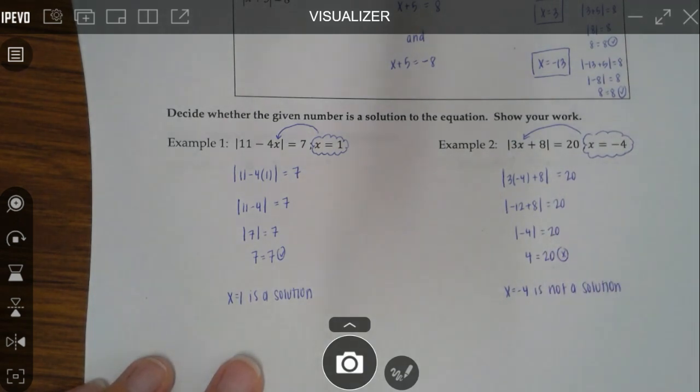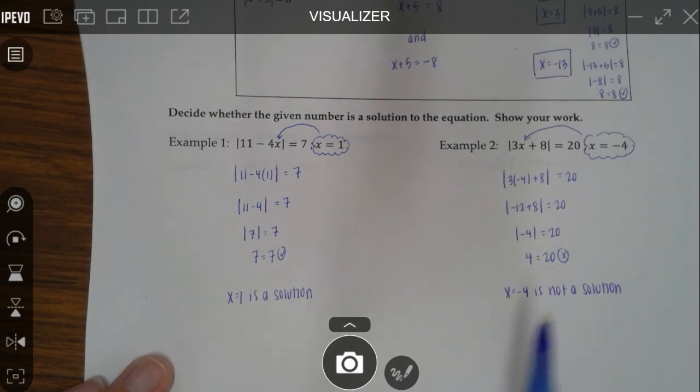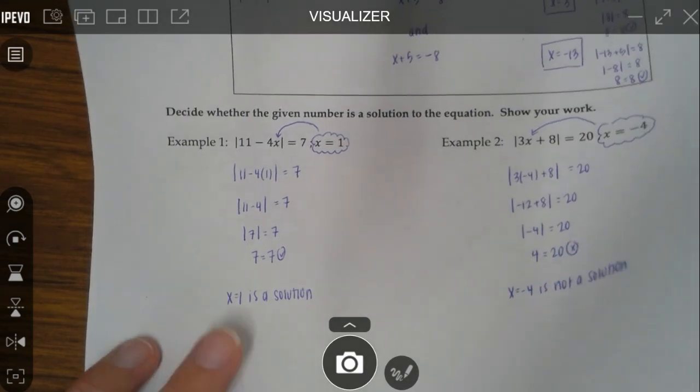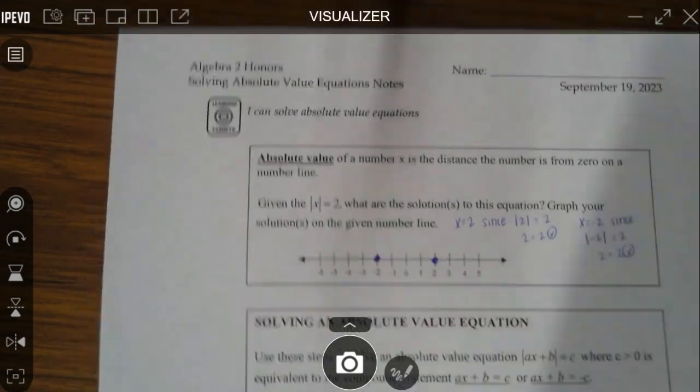So in the problems that we're going to solve, there may be some where you get a solution that does work. There may be some where you get a solution that doesn't work. Maybe none of the solutions work, and maybe all of the solutions work. It just depends on the problem that you're given and the x values that you end up getting at the end. So let's take a look at some examples on the next page.